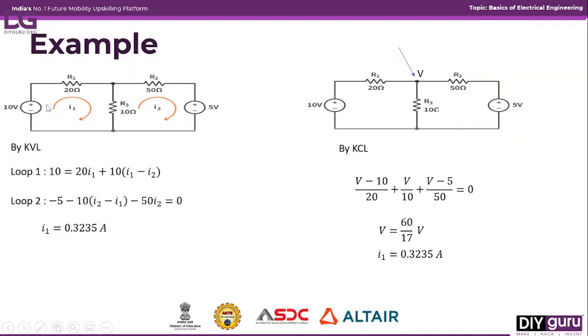Now you can simply apply: 10 is equal to the resistance of this element, 20, into the current flowing through it, I1, plus the resistance of this one, 10, into the current flowing through this element, I1 minus I2. This simply gives you the KVL of loop 1. Now you apply the same KVL in the other loop.